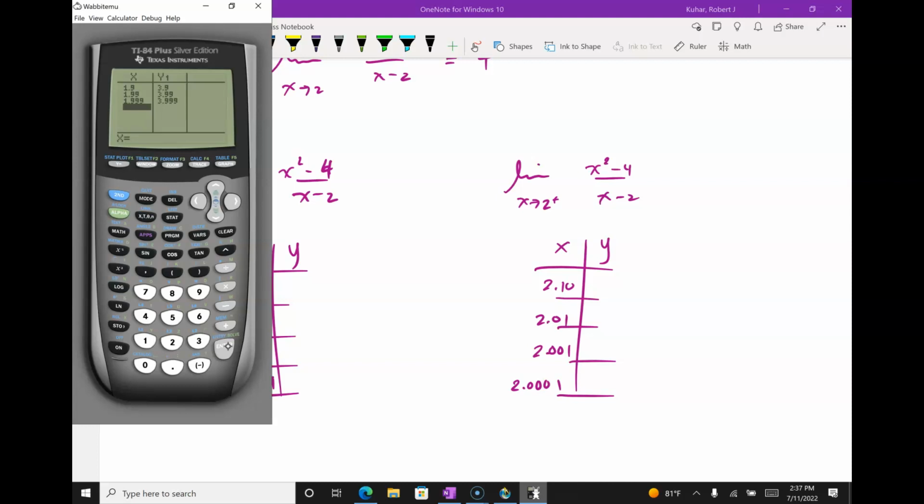And I want to check the other ones. 2.1, 2.01, 2.001. Again, really obvious where it's going. It's going to 4.